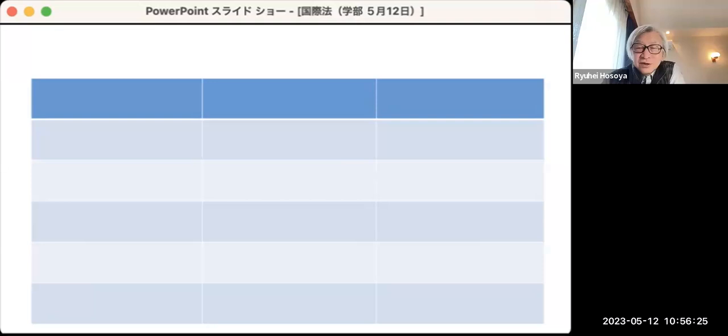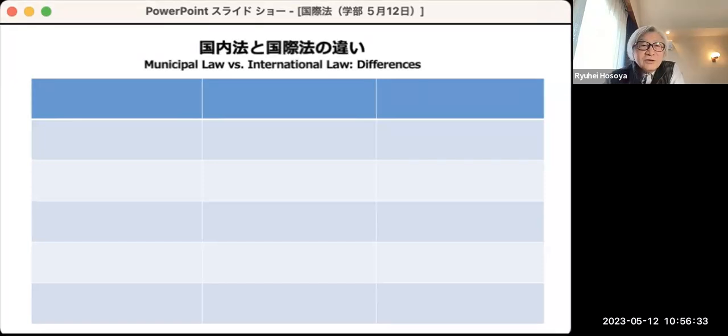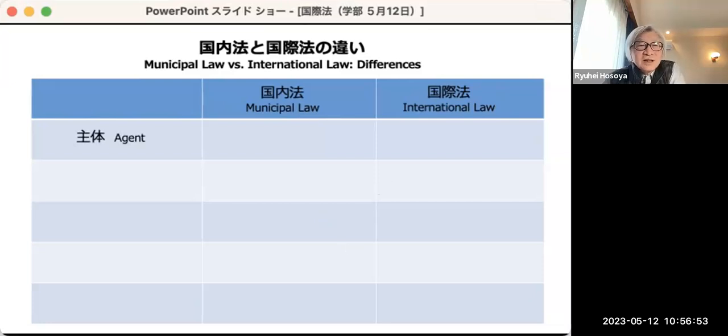This will be the only table that I'm going to show you today. It's a table about the differences between the two systems of law. Okay. So we have municipal law, 国内法, and international law, 国際法. Now, what should we look at in terms of looking at the differences? First of all, who or what is the main agent?